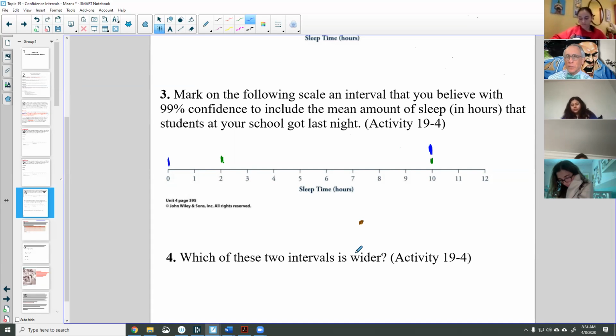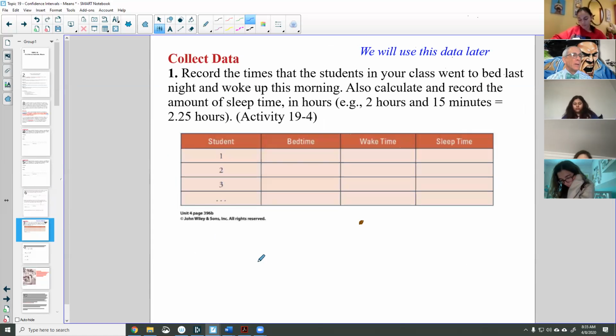We talked about this when we were dealing with proportions as well. If I went from 0 to infinity, or actually in this case, I would just have to go 0 to 24, right? Because you can't sleep more than 24 hours in a day. I would be 100% confident that the amount of sleep was somewhere between 0 and 24. So the wider the interval, the more confident I am that it includes the actual mean. All right.